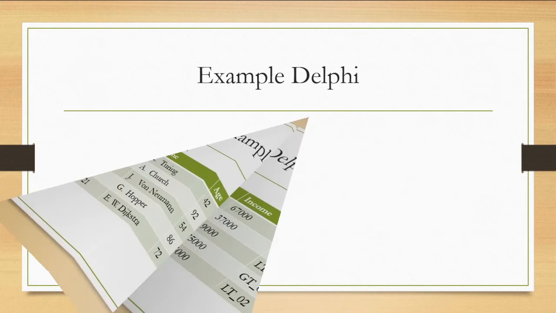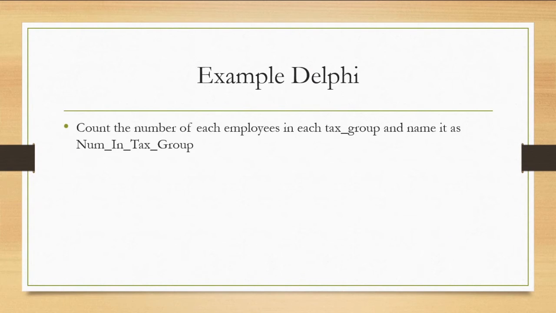Now, for the two examples. First, count the number of employees in each tax group and name it as num in tax group. If you're unsure how to name or rename a column, please see our video on simple SQL queries where we do explain the as function. Then, order the above statement in descending order. So, order the first bullet in descending order.